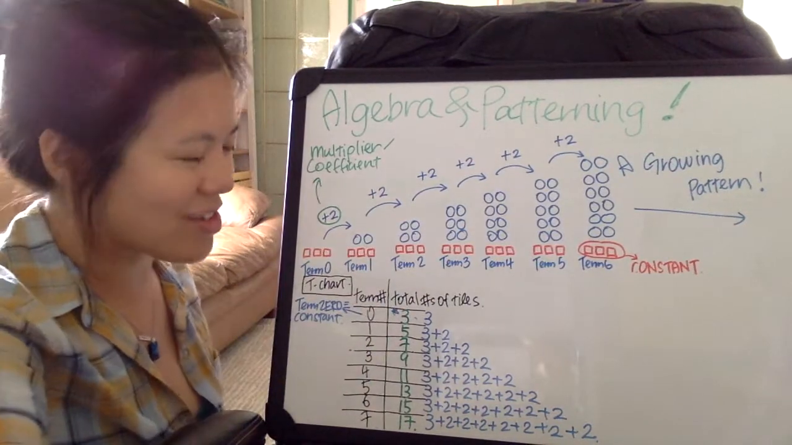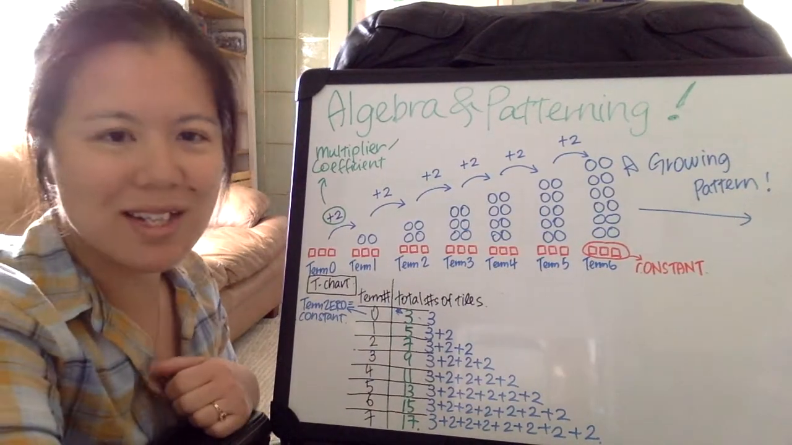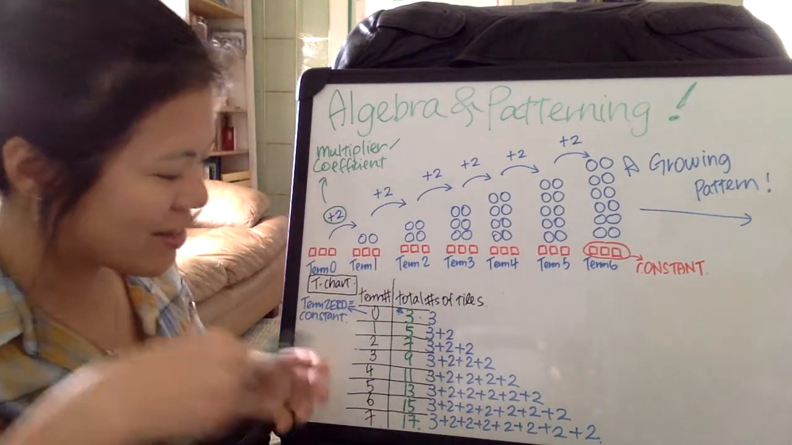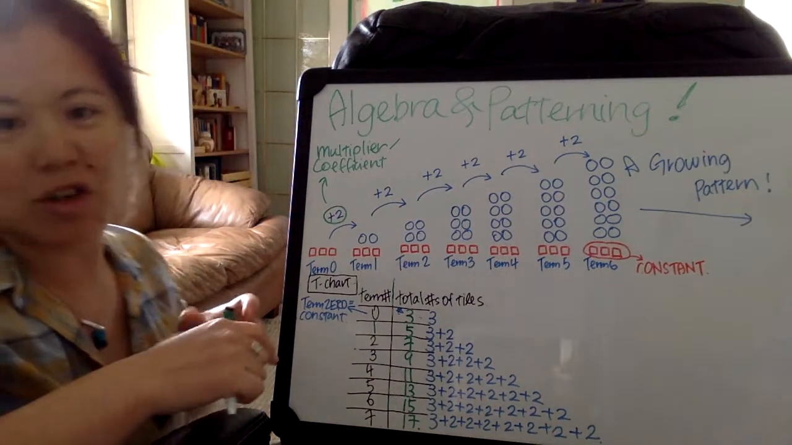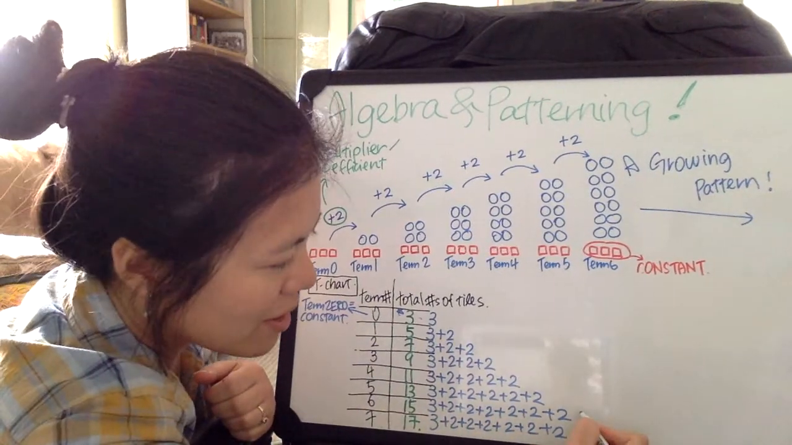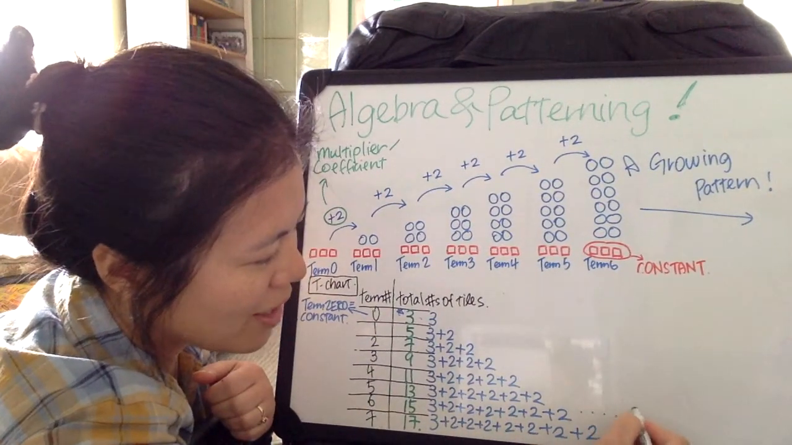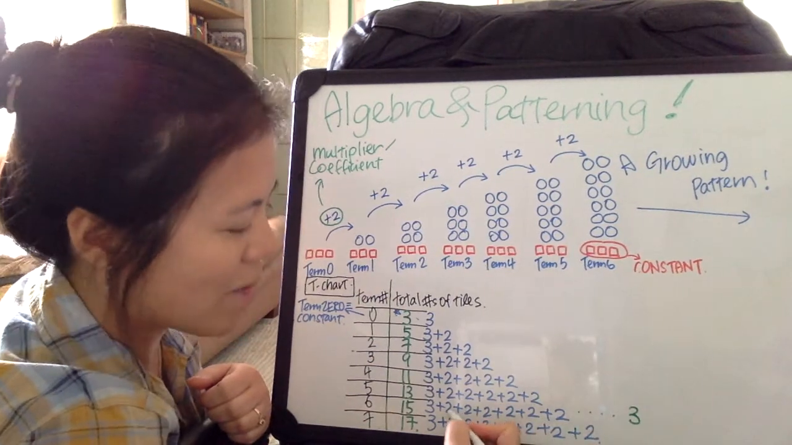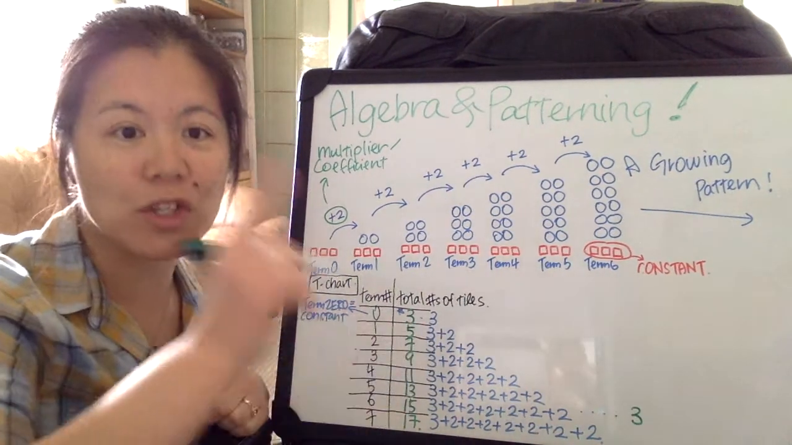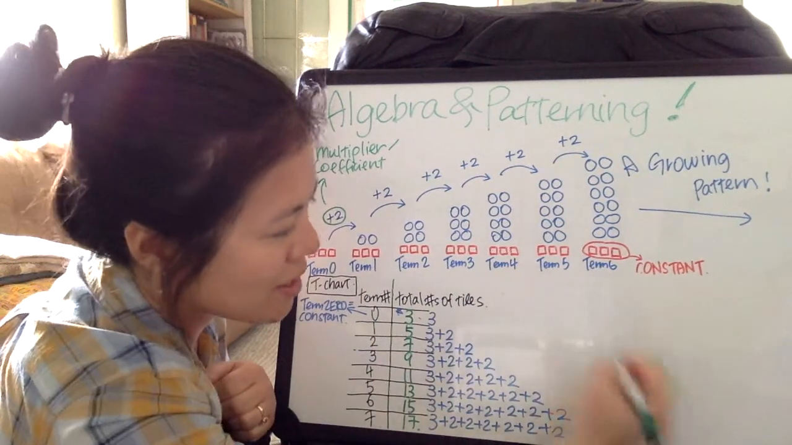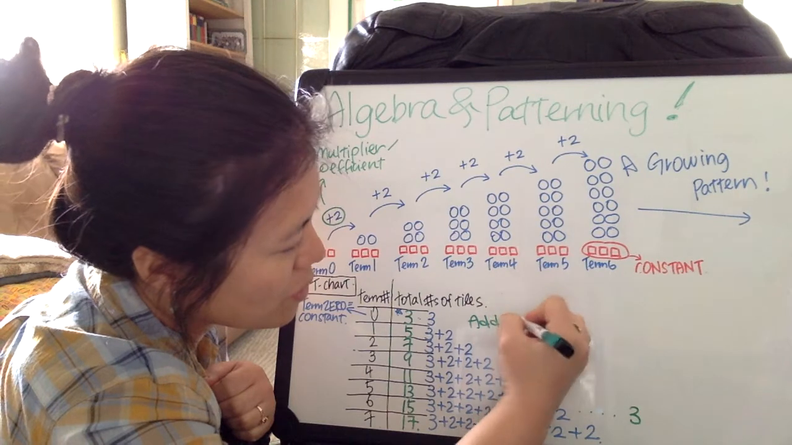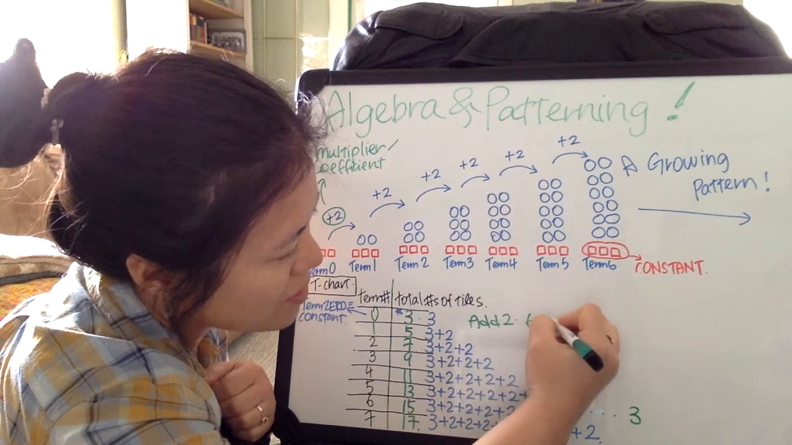total. Okay, so what do we see here? Let's take a look at term number 6. You're starting with 3. This is term number 6 that we're looking at, and I'm adding 1, 2, 3, 4, 5, 6. I'm adding 2 six times.